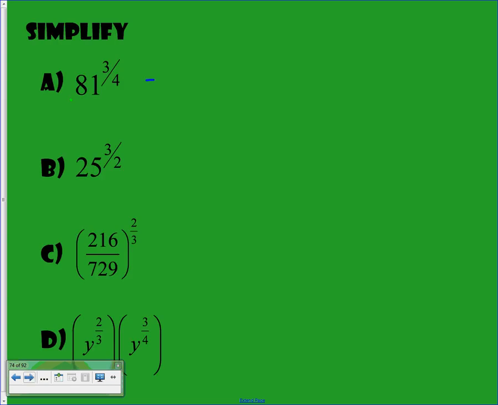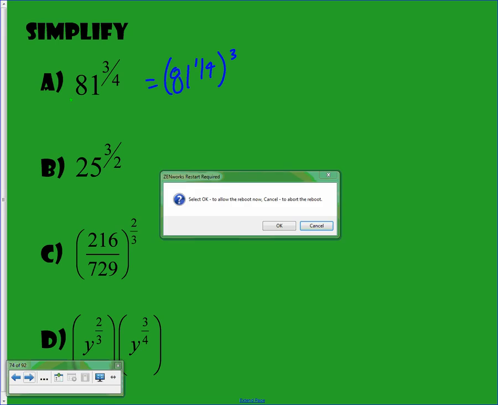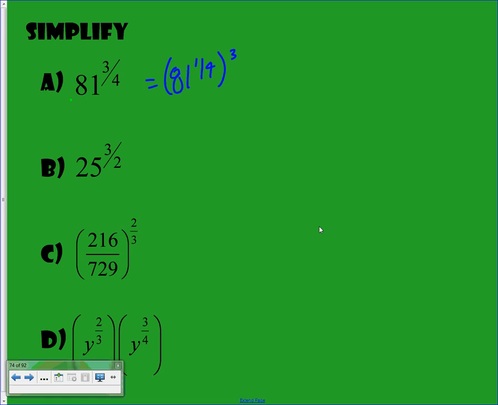We're going to split that up into 81 to the 1/4 and then that to the 3rd power. So you split 3/4 into 1/4 and 3, because 1/4 times 3 is 3/4, so we're not changing anything. I should know from yesterday, 81 to the 1/4 is what to the 4th power is 81? Well, that's 3. And then I still have the 3rd power out there, so 3 to the 3rd is 27.